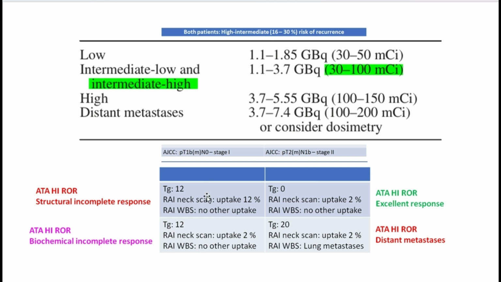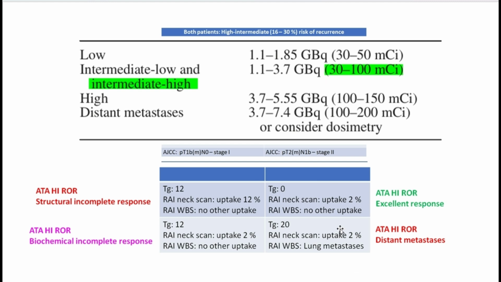So, this is another scenario. Patient A itself, thyroglobulin is elevated, but the RAI scan is not showing any uptake, meaning a biochemical incomplete response. There is some tissue somewhere, but it's not picking up. So this is called a biochemical incomplete response. Again, it calls for a slightly higher RAI compared to the excellent response category.